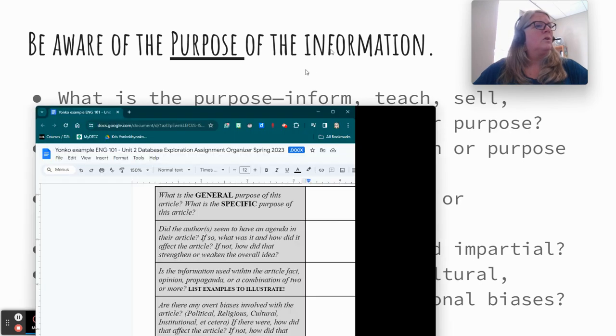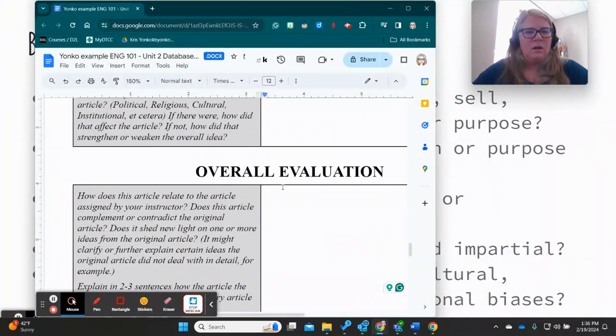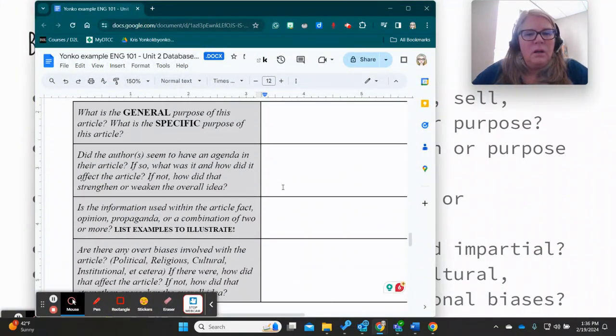So let's see what our question is over here. Okay, yep. What's the general purpose? So if the author is persuasive, that's general. What's their specific purpose? What are they trying to persuade their audience to do? So general is going to be persuasive, informative, entertainment. Specific is going to be more about the topic and the audience, right? What are they trying to get there?